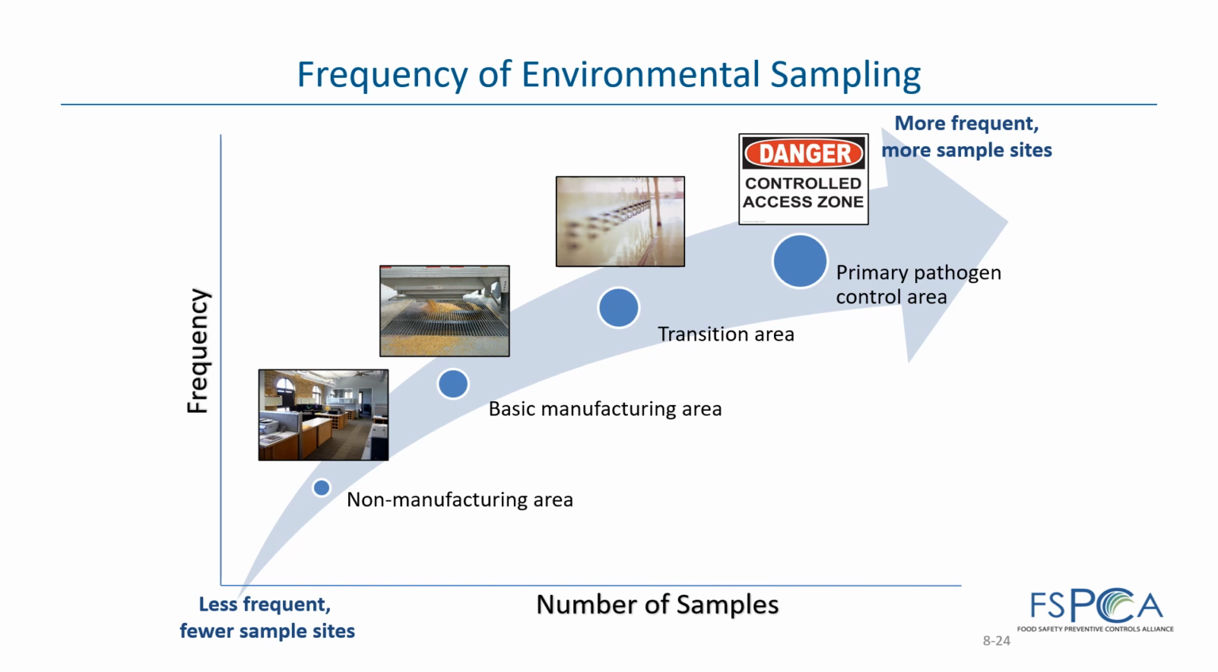The transition area is also an important one because we're going back and forth between manufacturing, between raw product and finished product areas. But then the basic manufacturing area, I want to keep an eye on that, but I also know that some of those ingredients are going to have the pathogen in them regardless. So the point of this whole graphic is to reiterate: tailor your environmental sampling program to what makes sense for your setup in your facility and your risk aversion.